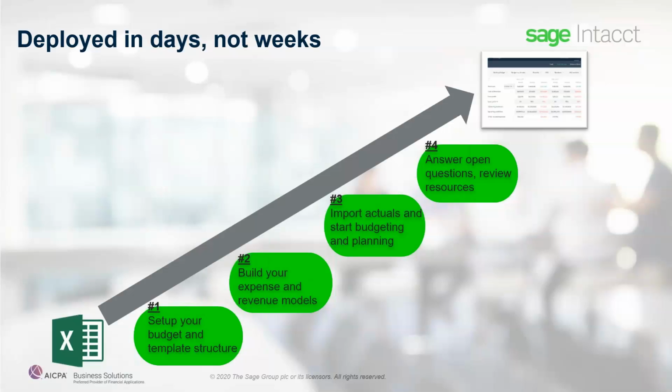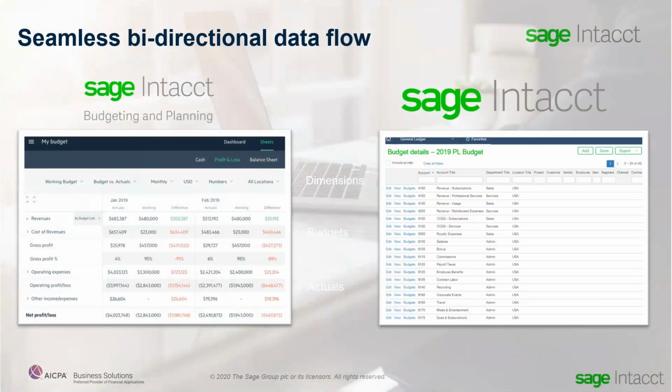So now we're going to be able to deploy our budget in days, not weeks. Because once I set up a budget template, build out my expenses, import any actuals, I can start doing planning, share the budget, get any questions answered, and then produce the budget. And all of this is through our seamless bi-directional data flow.